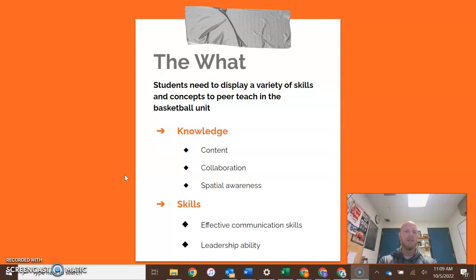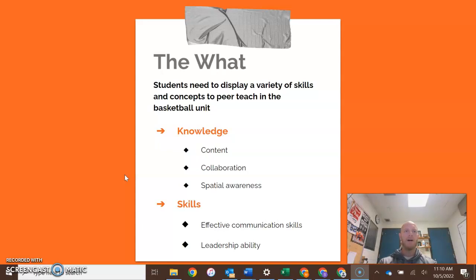But what do they need to do to reach that level that we determine they need the differentiated instruction? So for us, students need to display a variety of skills and concepts needed to peer teach. First, we make sure the student has the content knowledge, the knowledge of how to collaborate, and spatial awareness, because for us, safety is first and foremost priority. Secondary are some skills that the students who are going to peer teach the lesson need to possess: they have to be effective communicators and show leadership ability.